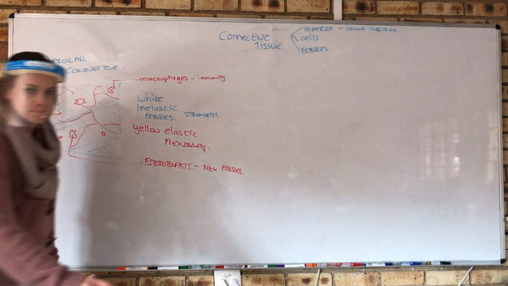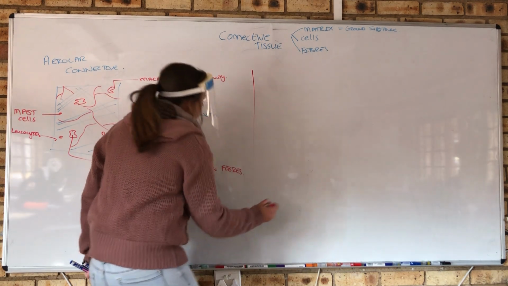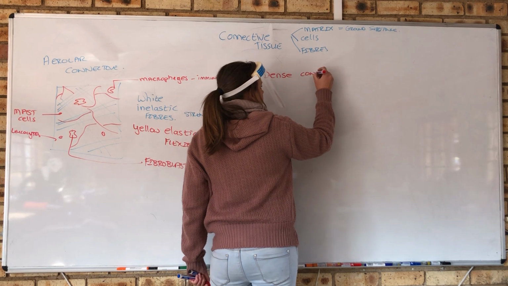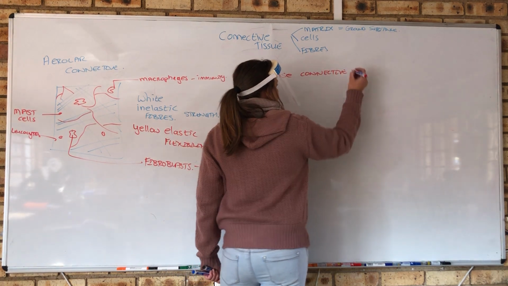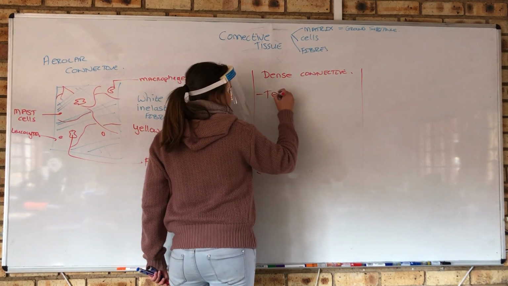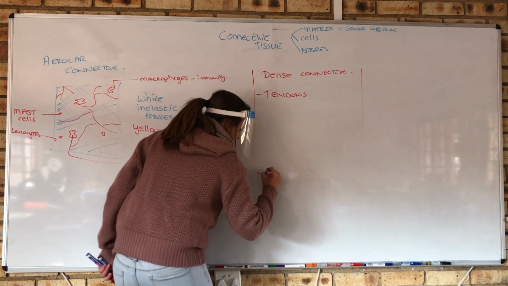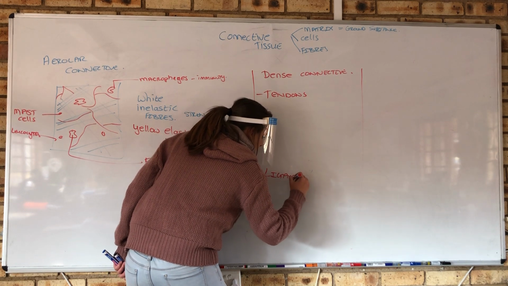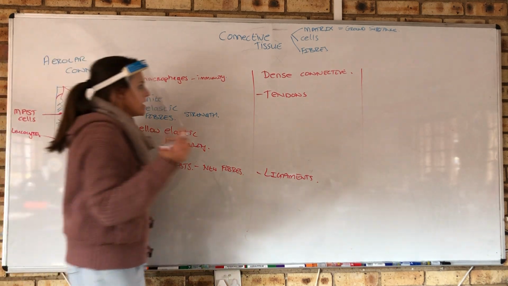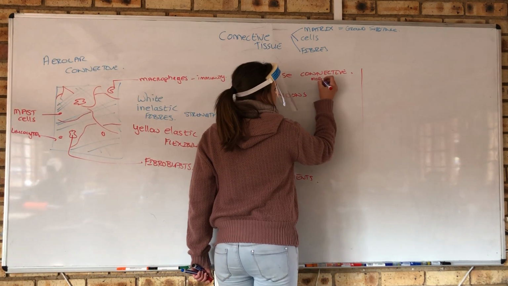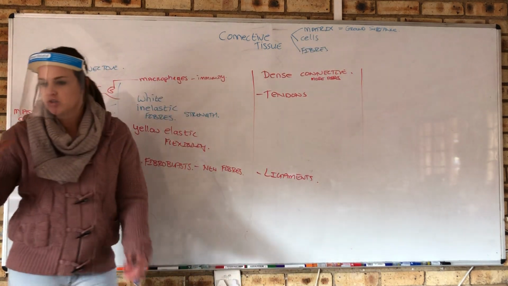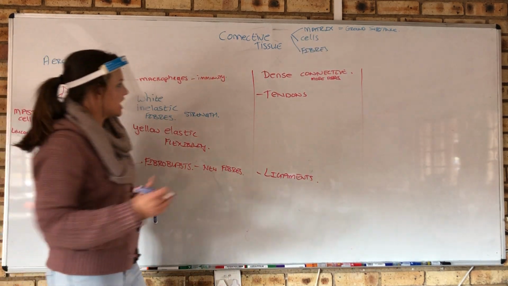Happy, everybody? Yes? Okay, the next type of connective tissue we did was dense connective tissue. Dense connective tissue is divided into two types. We have tendons and ligaments. Now this particular group, dense connective tissue, has more fibers than cells and matrix. So their matrix is very small, not very many cells, they have more fibers.